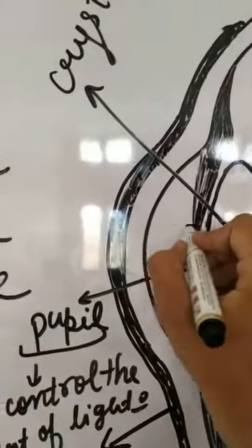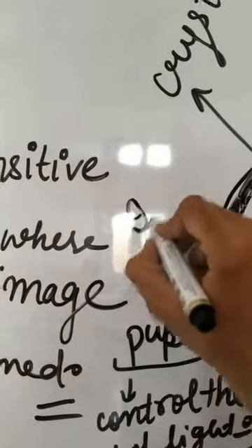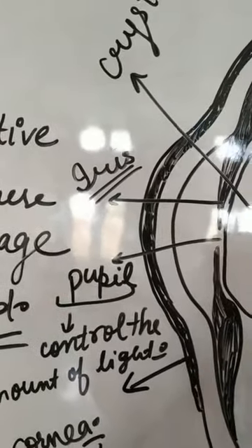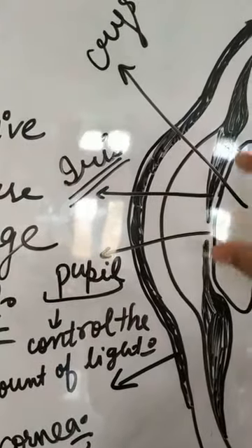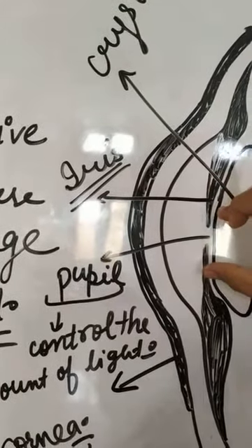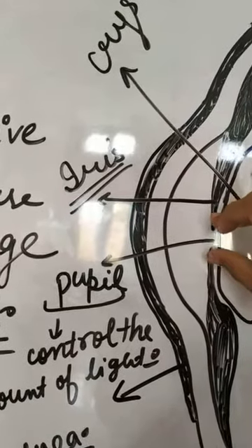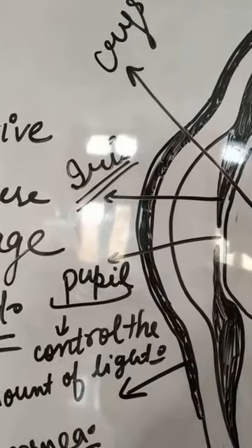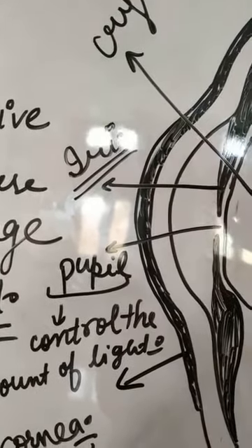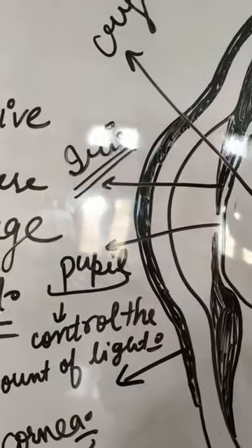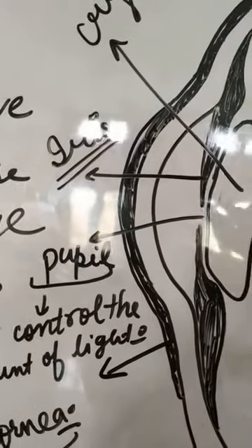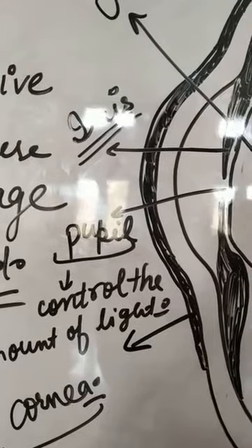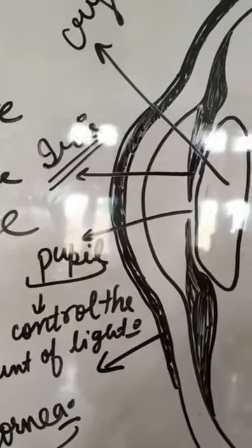And this is pupil. This is iris. The function of iris is to control the size of pupil, how much it contracts to let in the amount of light. So the main function of iris is to control the size of pupil, and pupil controls the amount of light that enters in our eyes.